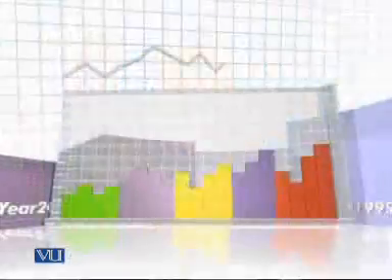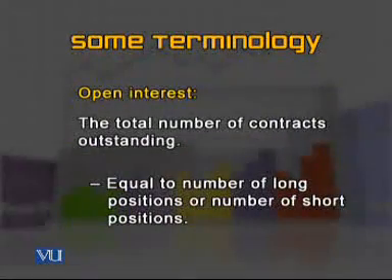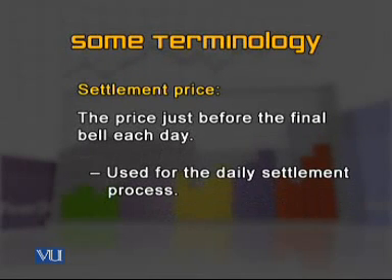Open interest, settlement price, and volume of trading are new words coming up in the terminology of the options market. So open interest would be equal to the number of long positions or the number of short positions which have to be completed, have not been decided. Settlement price would be the price at the end of each trading day.